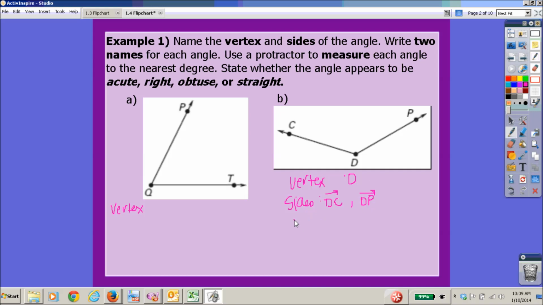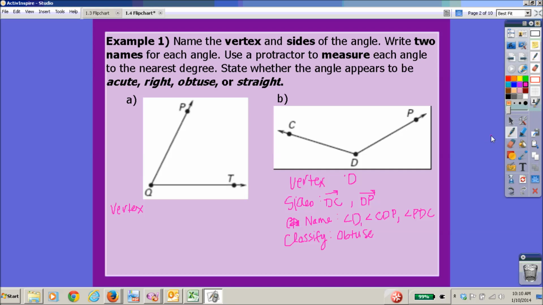Now let's name the angle. We could say angle D because it is not shared with any other angle. We could say angle CDP, or we could say angle PDC, as long as that D is in the middle, because that's our vertex. All right, let's classify. It looks like it's greater than 90 but less than 180, so it is going to be an obtuse angle.